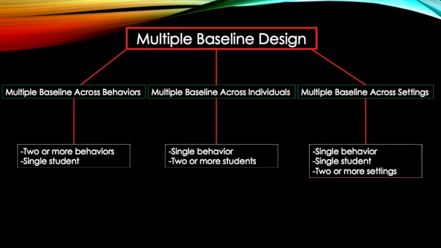Multiple baseline designs are divided into three different categories of dependent variables. The first is a multiple baseline across behaviors in which two or more behaviors of a single student are examined. The second is a multiple baseline across individuals in which a single shared behavior between two or more students is examined. The third is a multiple baseline across settings in which a single behavior of a single student is examined in two or more different settings.